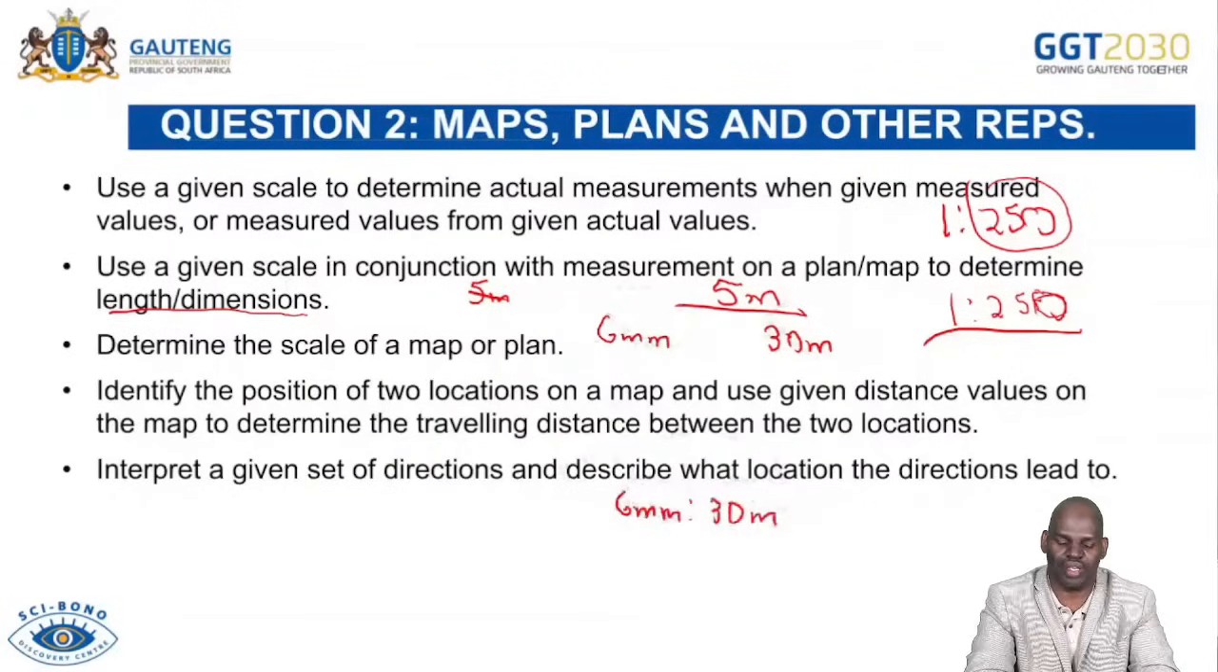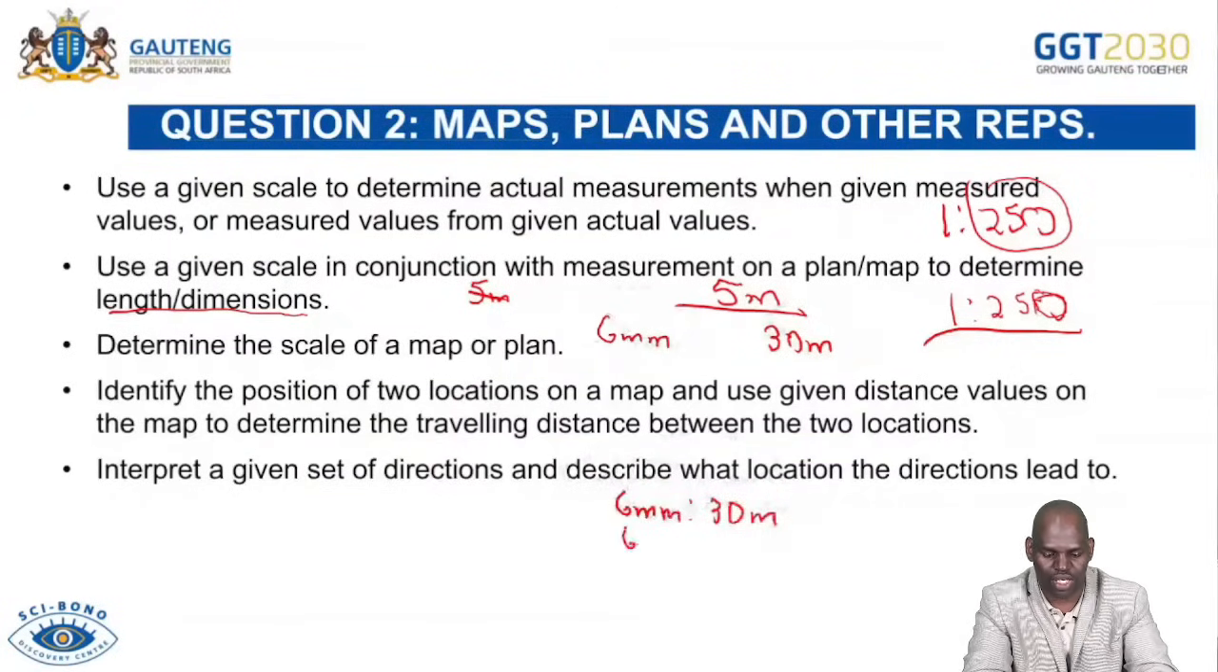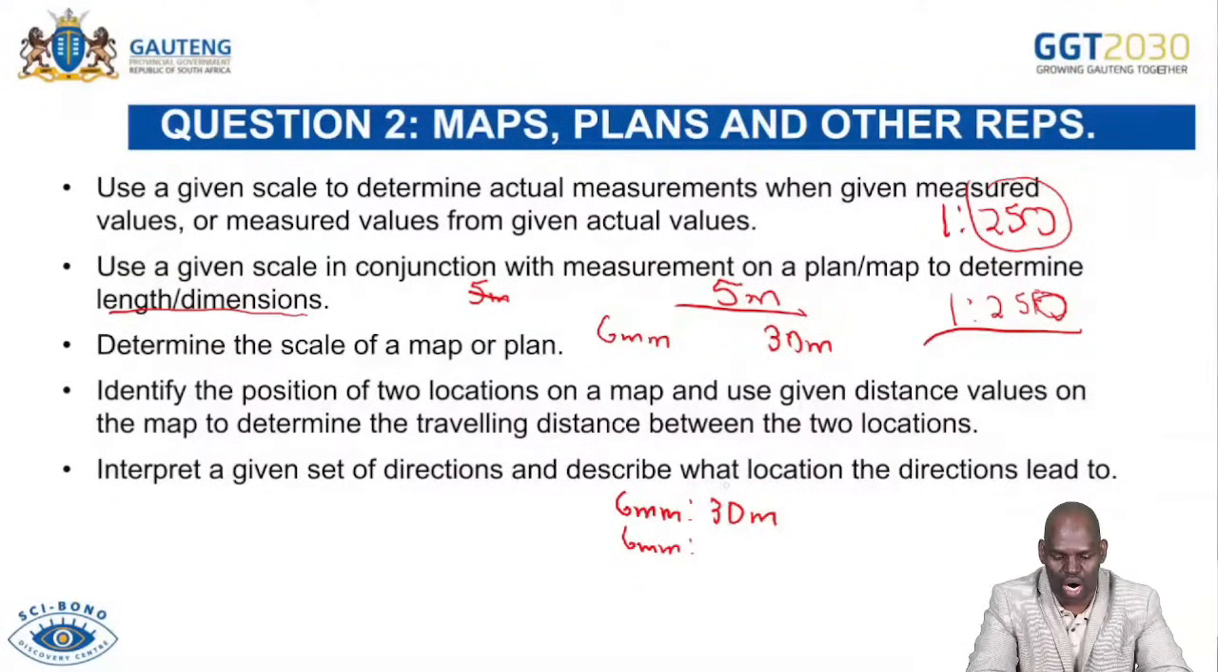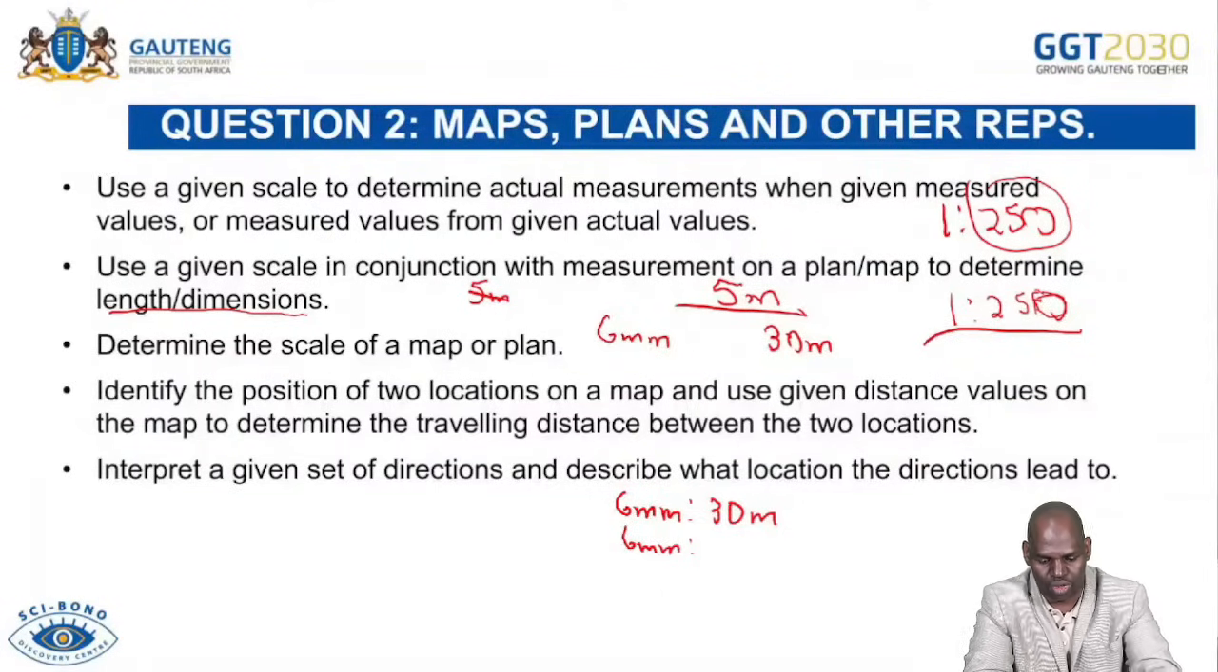Then you need to simplify this. In order to simplify this, the units must be the same. 6 millimeters and this one is 30 meters. Now, how do you convert from meters to millimeters? How do you convert from meters to millimeters? So obviously you're going to multiply by 1000. So you say this will be 30,000 millimeters.